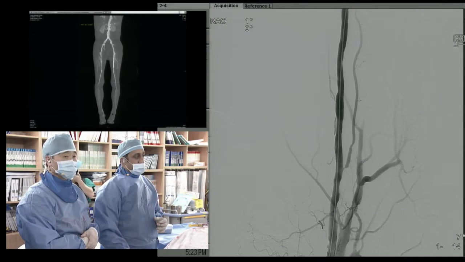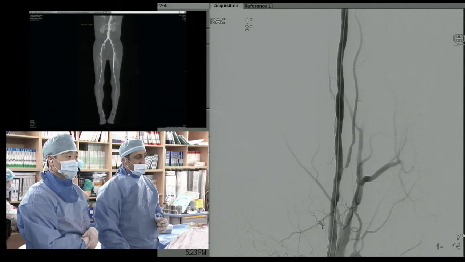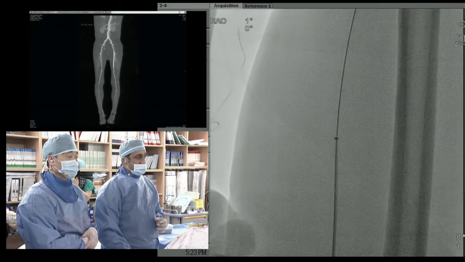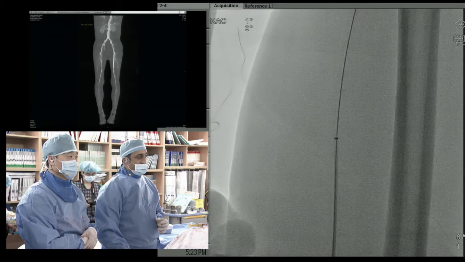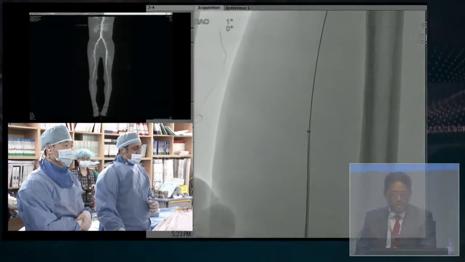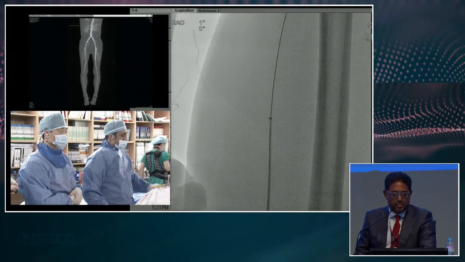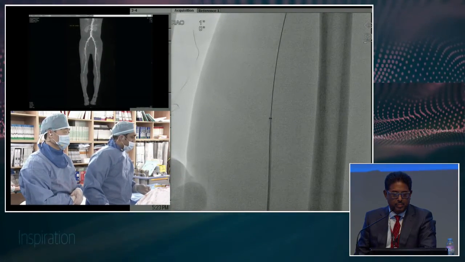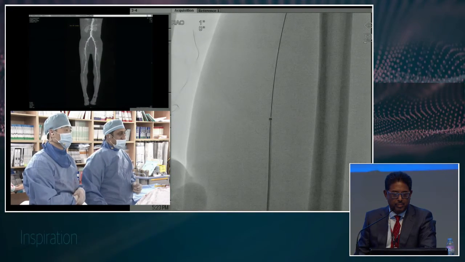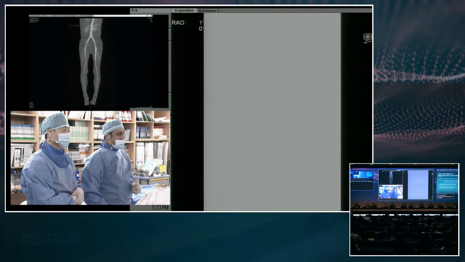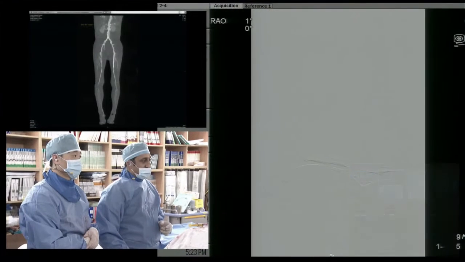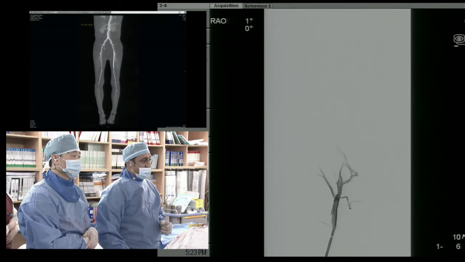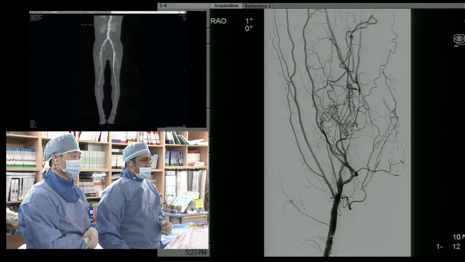I think I would probably leave this alone, Ravi, and I want to see really what the main course is down below the knee, and what you plan to intend to do with that. So then we advanced a 655 Ansel. We advanced that down to the P1 segment of the popliteal artery and took our first image there. And this is what we've got.